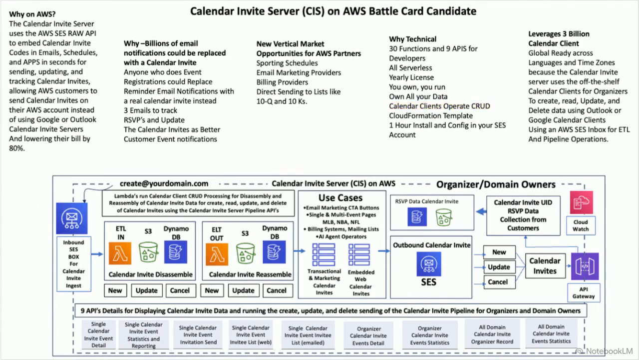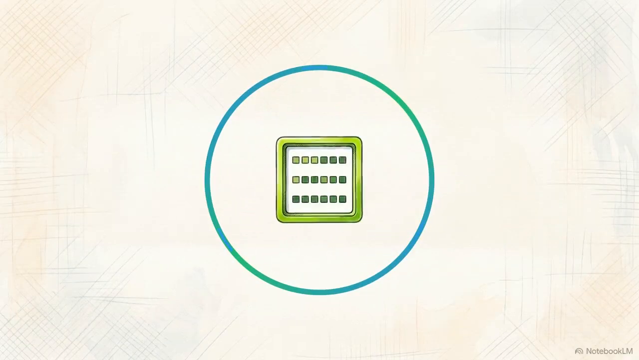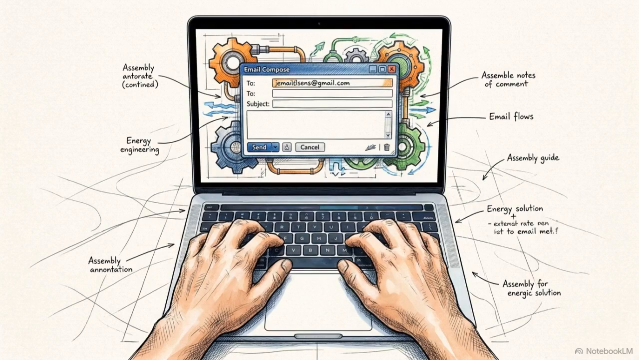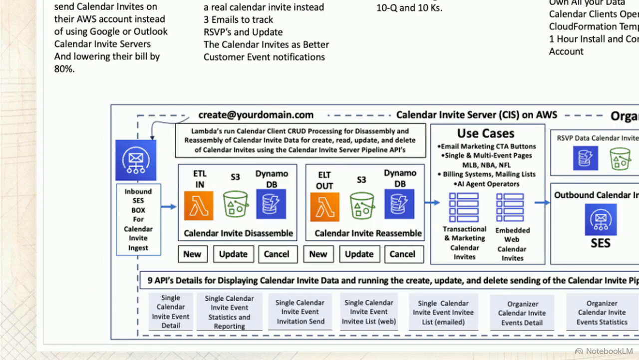Let's trace a payload through this CIS pipeline. This architecture converts a one-way notification into a dynamic, fully trackable data object, while removing the overhead of traditional server management. The process begins when an event organizer sends an initial invite to a specific ingestion address. On the far left of the diagram, AWS Simple Email Service, or SES, acts as the gateway, capturing the raw, unstructured payload from the inbound invite.